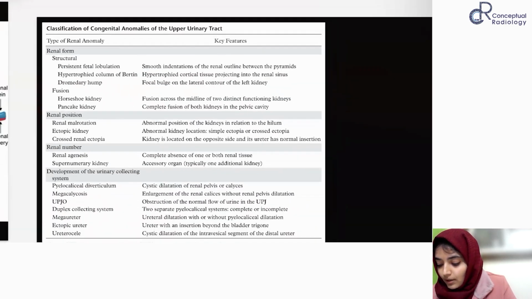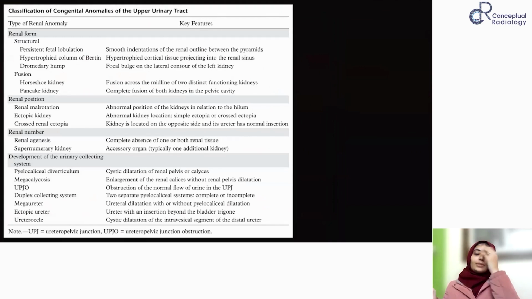So this is from our RSNA article. Again, the same thing, just a quick revision. You can go through this one table of all the CAKUT anomalies.